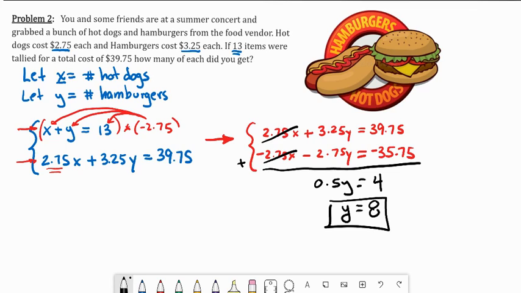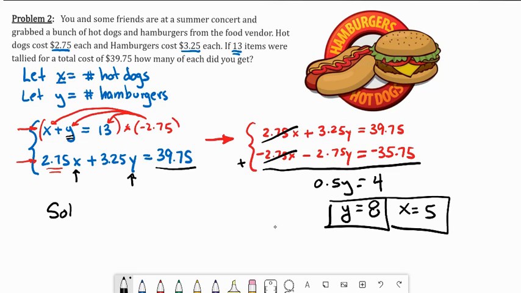And we can plug y equals 8 back into the first equation of our original system, and we get x equals 5. Now, as a double check, you should plug in 5 for x and 8 for y in the second equation and see that you do get 3975 as the final tallied amount. And that would be how you verify that your answer is correct.